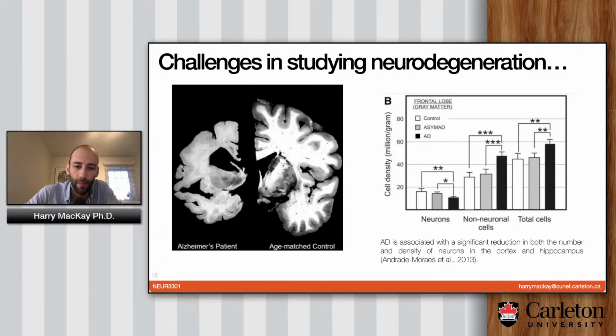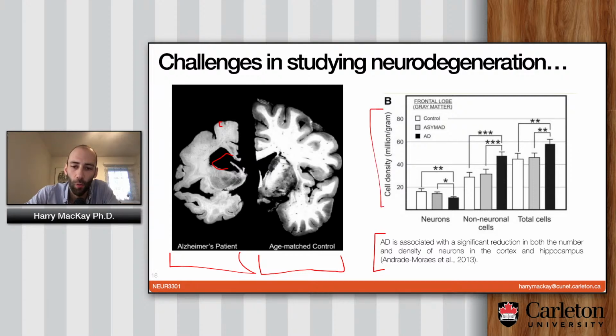So yeah, this is the challenge. Now look at this. This is a brain from somebody with Alzheimer's, and this is an age-matched control. So this is a healthy person on the right-hand side, and this is a person who has undergone severe neurodegeneration on the left. And there's obviously a difference in the brain size. The ventricles here are much larger in the AD brain, and the gray matter is much thinner. What's really happening is there's a significant reduction in both the number and density of neurons in all parts of the brain, the hippocampus and cortex in particular. So that's almost a trivially well-known fact, but I'll show you this figure from this group here.